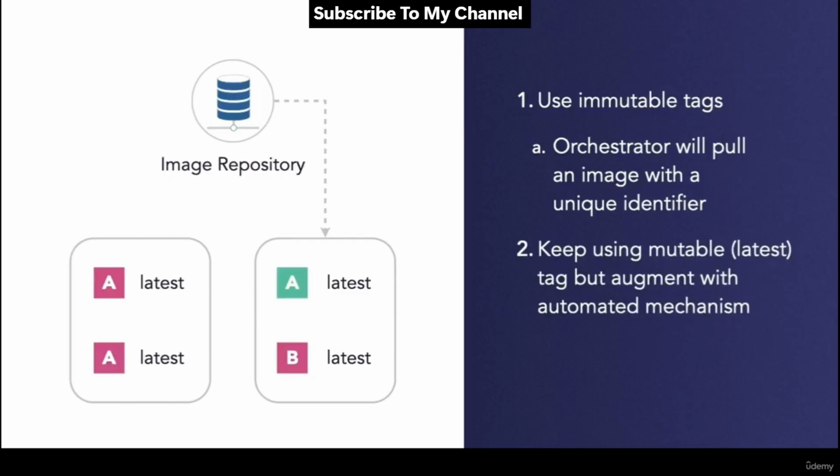The second option is to keep using the latest tag, which is of course a mutable tag. But then you should carefully implement a mechanism to ensure that each container is running the desired image. And the last option is to not use tags at all. Instead, pull the image by its own digest value. An image can have many and ever-changing tags, but will always have only one unique digest that will not change.